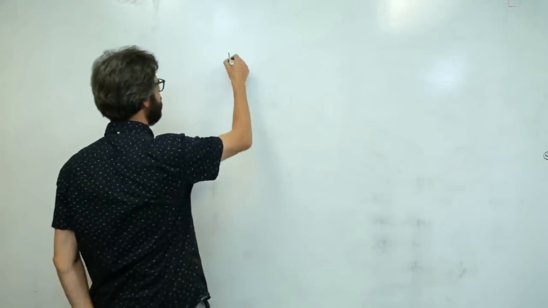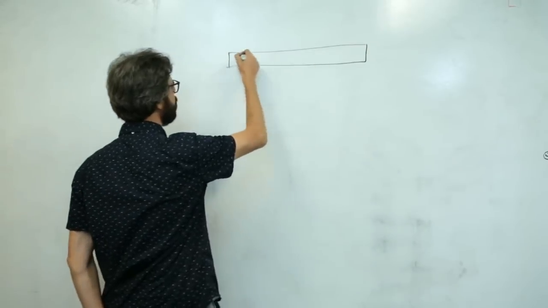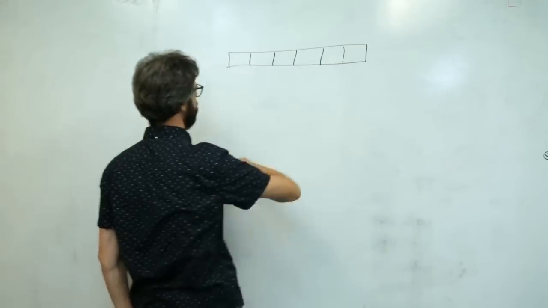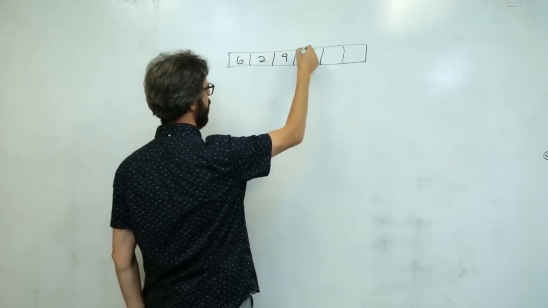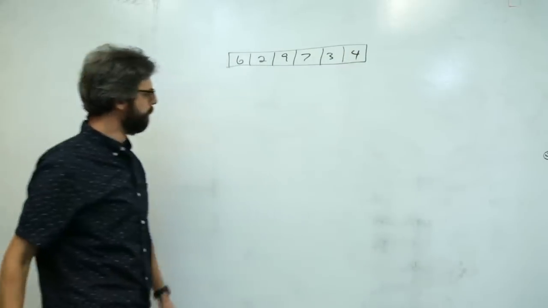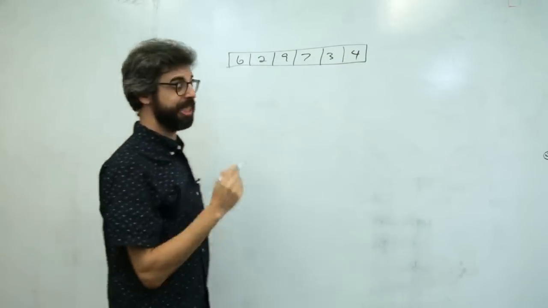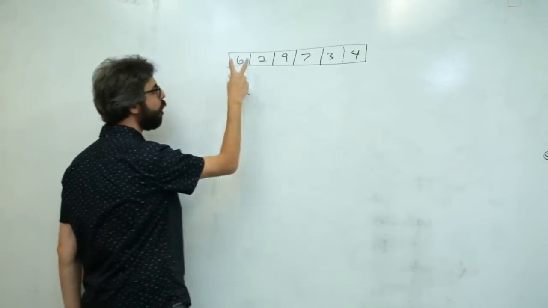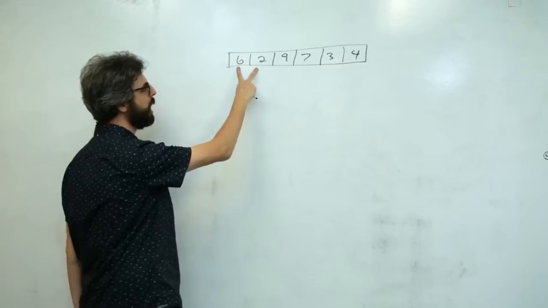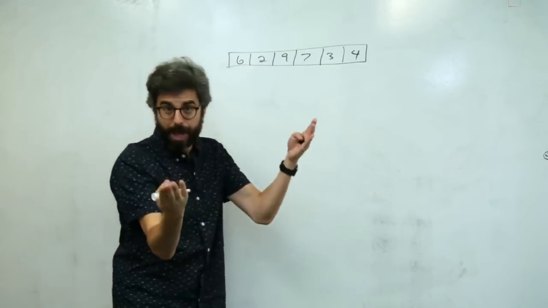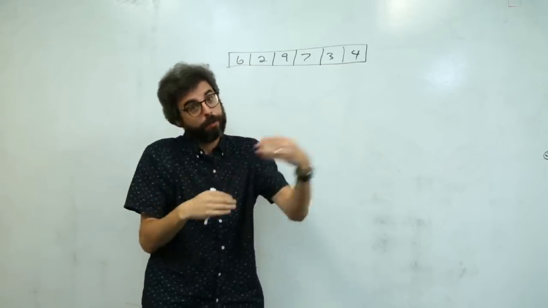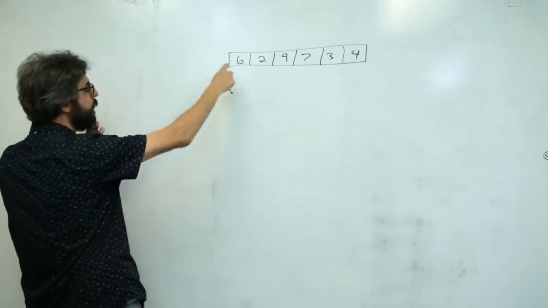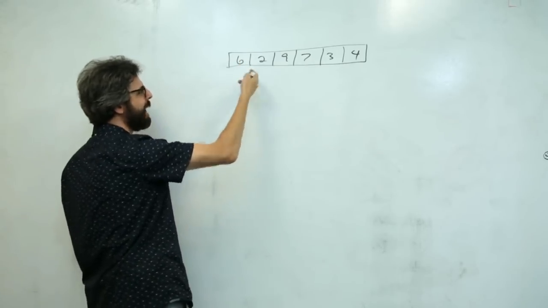So let's say we have a list of numbers, and that list of numbers is in an array. So there is an array of 1, 2, 3, 4, 5, 6 things, and there are numbers like 6, 2, 9, 7, 3, 4. What a bubble sort does is it starts by just comparing pairs of numbers. So we start at the beginning and we compare these two numbers. And let's say I want the list to be from smallest to largest.